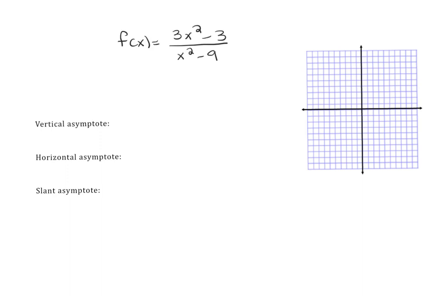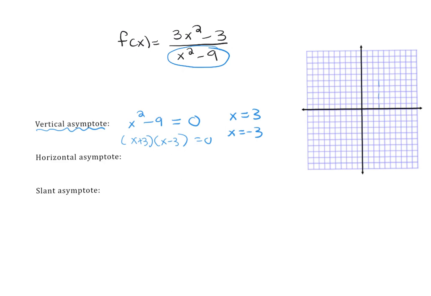Okay, so first we're looking at vertical asymptote, and that is looking at the denominator. So that denominator, x squared minus 9, we want to know when is it going to be 0, because that's where we have vertical asymptote. This can be factored to x plus 3, x minus 3. So therefore, we'll have vertical asymptote at x equals 3 and x equals negative 3. So I'm going to draw those on the graph right away. So dotted line at 3 and negative 3.